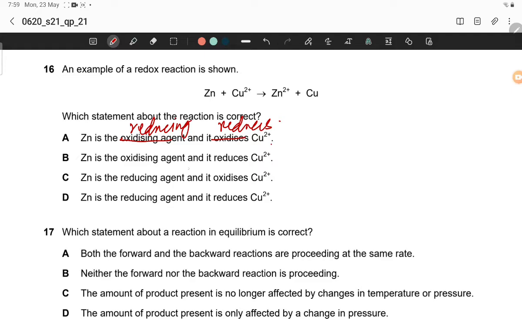Zinc is the oxidizing agent and it reduces, not oxidizing, reduces, correct. Zinc is the reducing agent, correct, and it oxidizes copper, not correct. So C is also incorrect. Zinc is the reducing agent, it reduces copper 2 ions. Yes, this is correct.